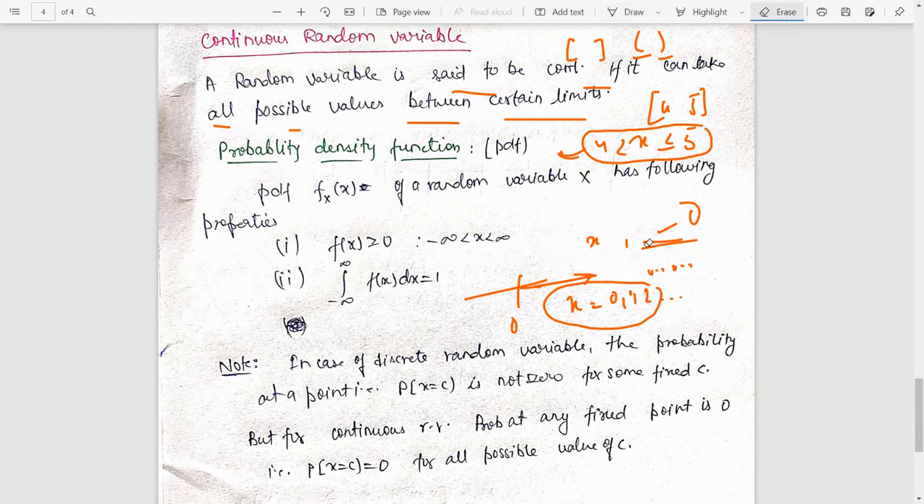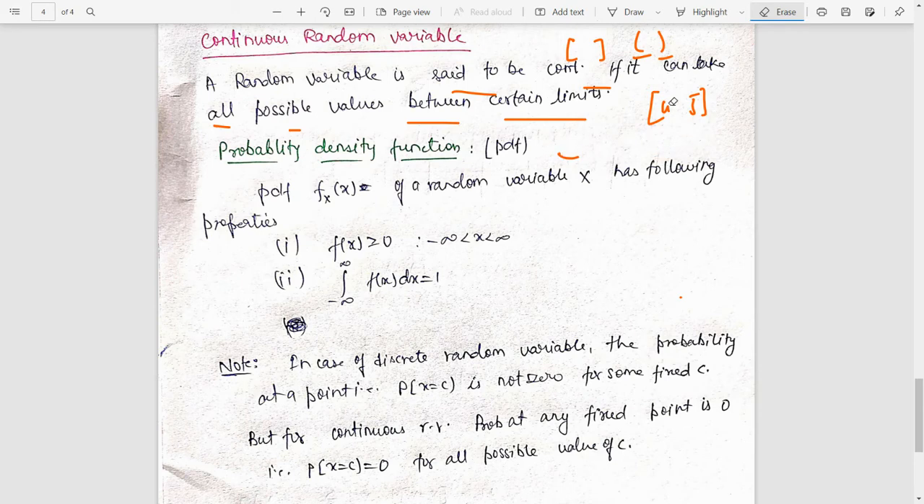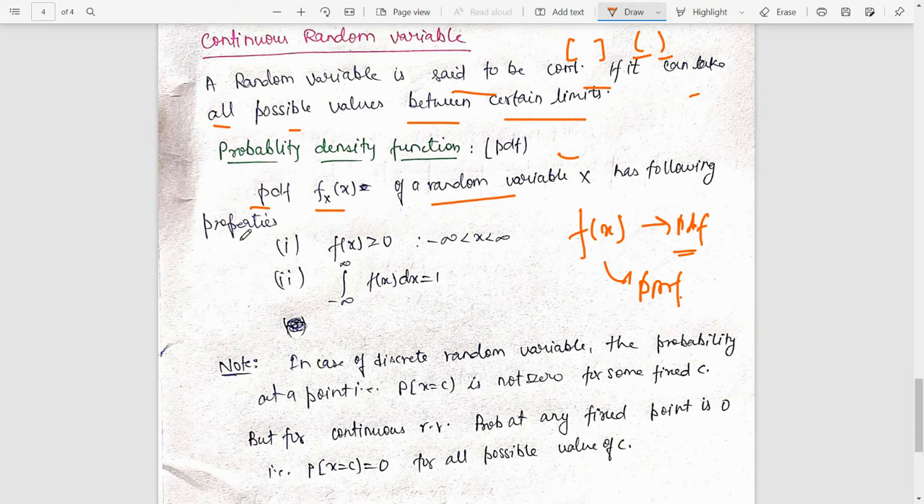Now, if you have a continuous random variable, there are some properties associated with it. For a continuous random variable, we call fx the PDF, and in the discrete random variable, we call it a PMF, probability mass function; here it is the probability density function. So let's say fx is the probability density function of a random variable x. Obviously it's a function, and it has the following properties.